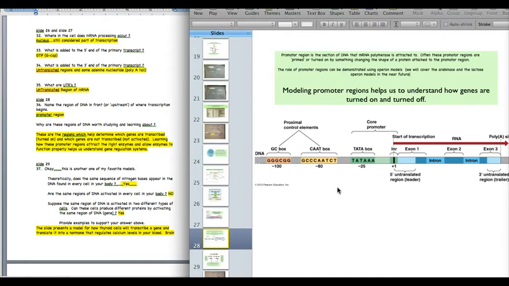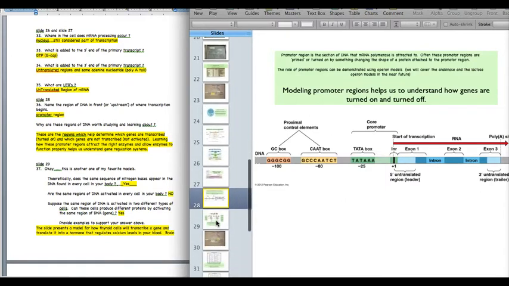But promoter region, promoter region. The promoter is a part of the DNA. The promoter is a region of DNA. That really helps as we move along.